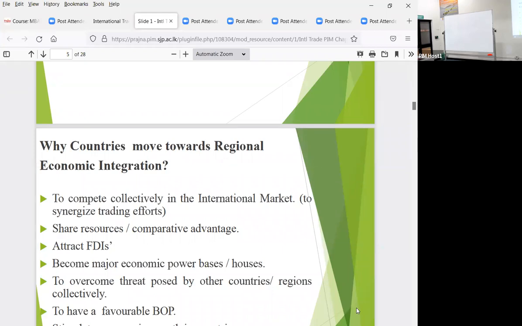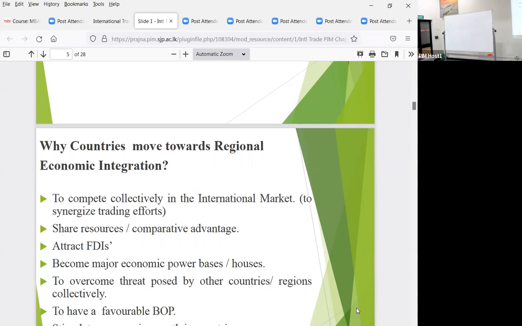So now, when this integration happens, to overcome the threat posed by other countries, when you are in one block you always get a better say. That's how the EU was able to become the third major force in the world after the USA and China, because of the 26 countries together in one block, right? And by doing that, they can have a favorable balance of payment. What do you mean by favorable balance of payment?